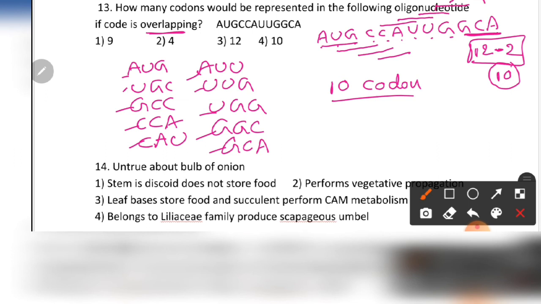When we write in the overlapping situation, there are 10 codons. Without overlapping, how many codons? 1, 2, 3, 4 codons. So whatever it may be, the number of nucleotides minus 2 is the answer when the condition is overlapping, I am saying. So the right answer is the fourth option. Go to the next question.